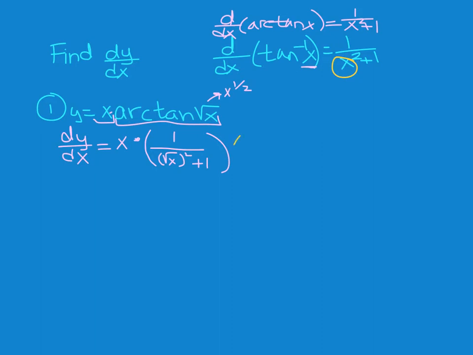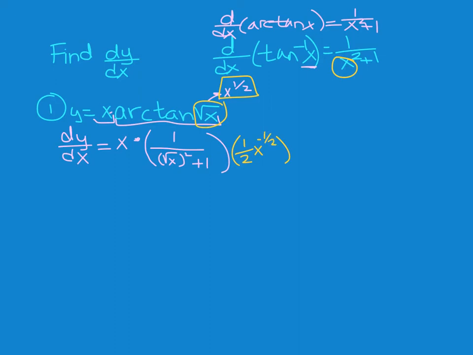Then I'm going to multiply that by the derivative of my inside. My inside in this case is the square root of x, or x to the 1/2. The derivative of x to the 1/2 is 1/2 times x to the negative 1/2. There was a lot going on.